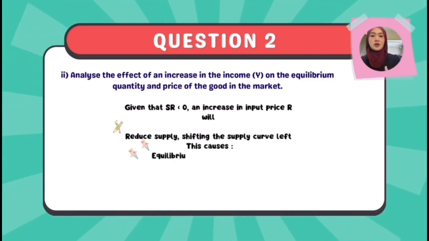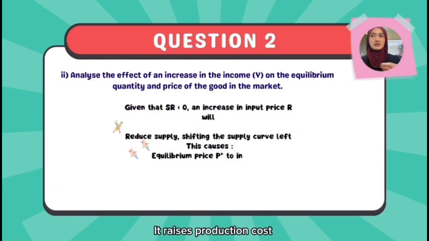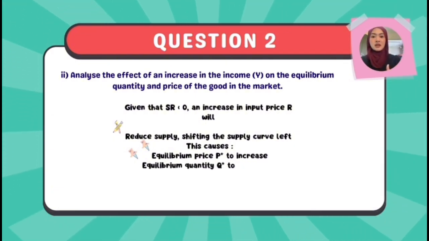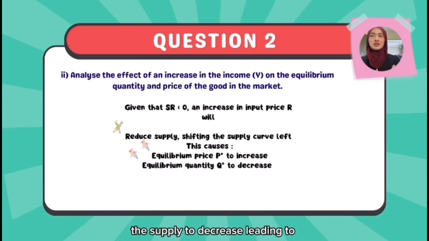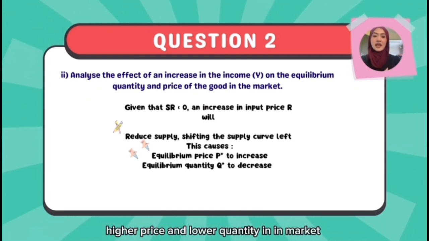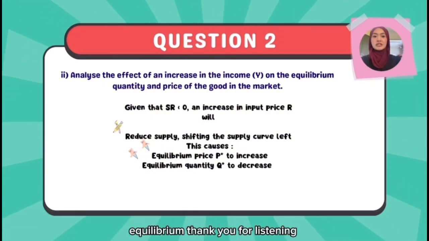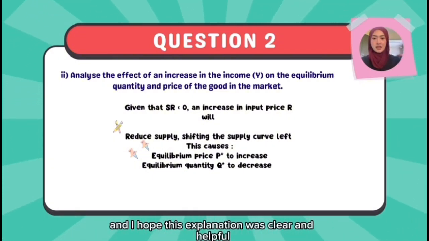So to conclude, when the input price increases, it raises production costs, and this causes the supply to decrease, leading to a higher price and lower quantity in a market equilibrium. Thank you for listening, and I hope this explanation was clear and helpful.